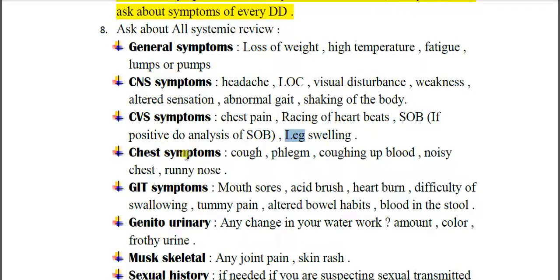Chest symptoms or pulmonary symptoms: any history of cough, phlegm, coughing up blood, noisy chest, runny nose.